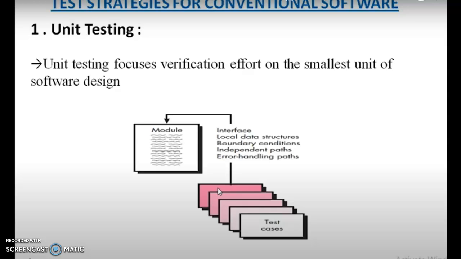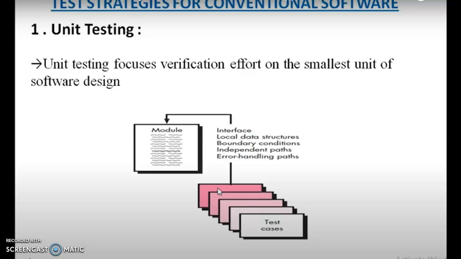Unit testing is the primary level of software testing. Unit testing focuses the verification effort on the smallest unit of the software design. The smallest unit means the software component or modules. Using the component level design description as a guide, important control paths are tested to uncover errors within the boundary of the modules.